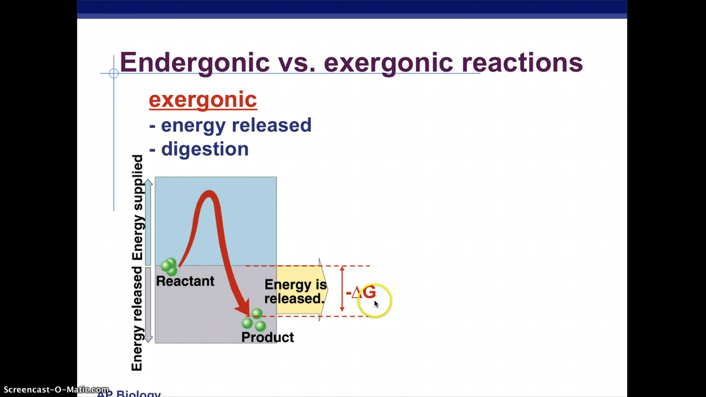Delta G, this stands for Gibbs free energy. If you take AP Chemistry, we'll talk a lot about Gibbs. What you just need to know is that delta G is referring to the amount of energy that's either inputted to the system or released from the system. When we release energy from the system, that is a negative change. That's what delta means, change in free energy.